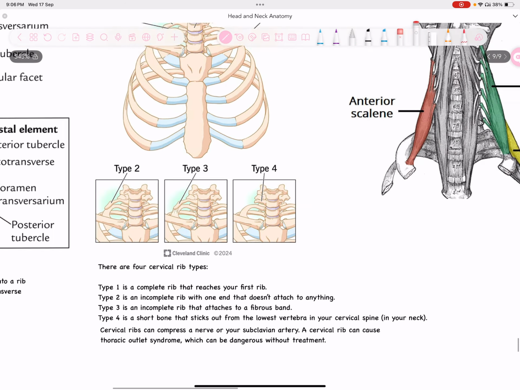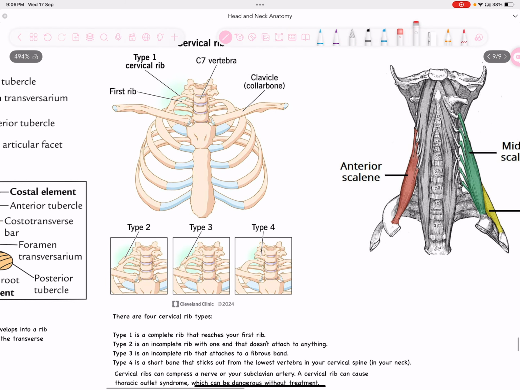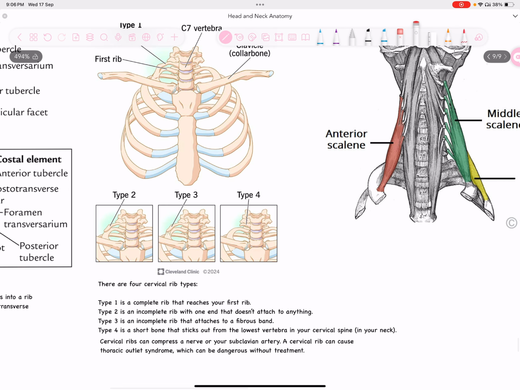There are four types of cervical rib. This is the first type, this is the second type, that's the third type, and this is the fourth type. In type 1, there's a complete rib that reaches the first rib. Type 2, there's an incomplete rib with one end that doesn't attach to anything. In type 3, there's an incomplete rib that attaches to a fibrous band. And in type 4, there's a short bone that sticks out from the lowest vertebra in the cervical spine.